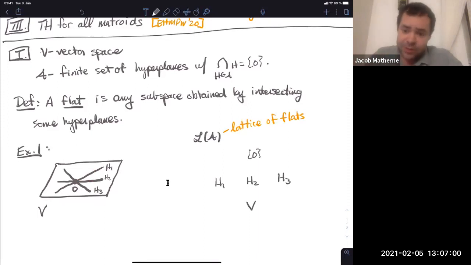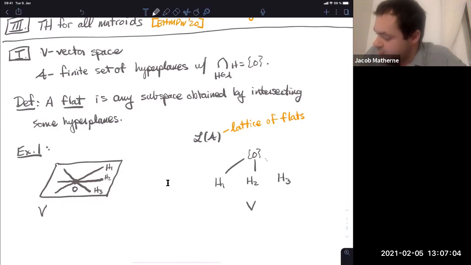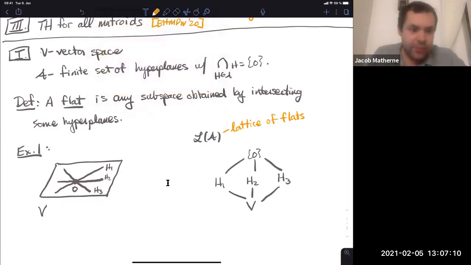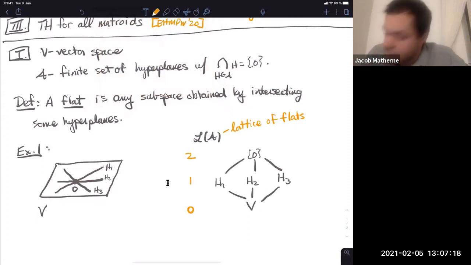And this is a poset, and it's ordered by reverse inclusion. So the origin is contained inside of each of these lines, and each of these lines is contained inside of the vector space. And it's a ranked poset. It's ranked by the codimension of these subspaces. So the codimension of the vector space is 0, 1, 2.